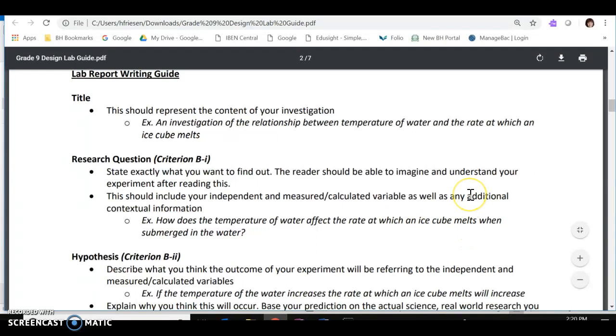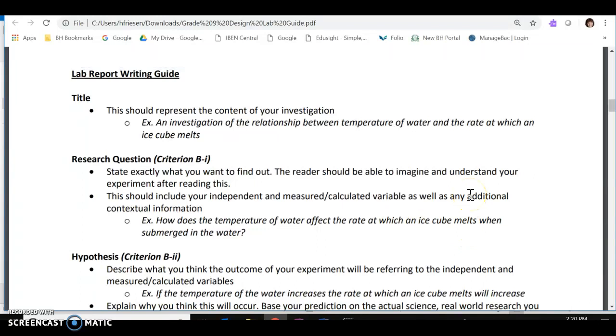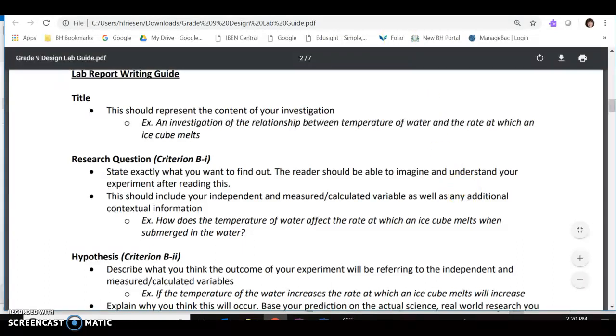As we think about designing our lab, our investigation, first starting off by stating a research question, you want to be able to state exactly what it is you're trying to find out. The reader should be able to imagine and understand your experiment after reading this. It should explicitly include your independent and dependent variables and any background information that helps us to explain the problem. Let's take a look at the rubric.